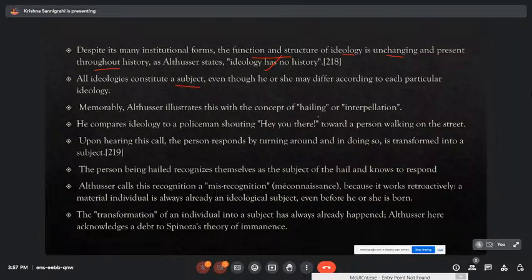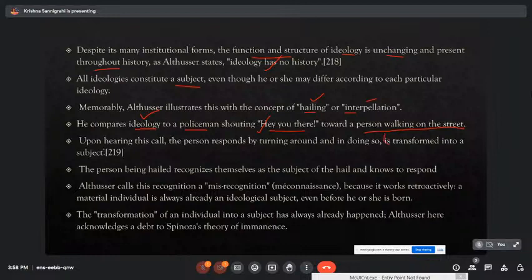Althusser illustrates this with the concept of hailing or interpellation. This term, hailing and interpellation, is also very important. You might get a question regarding who proposed this idea and what it talks about. Althusser compares ideology to a policeman who is shouting, "Hey, you there," toward a person walking on the street. Ideology is basically similar to this. Upon hearing this call, the person responds by turning around, and in doing so is transformed into a subject.